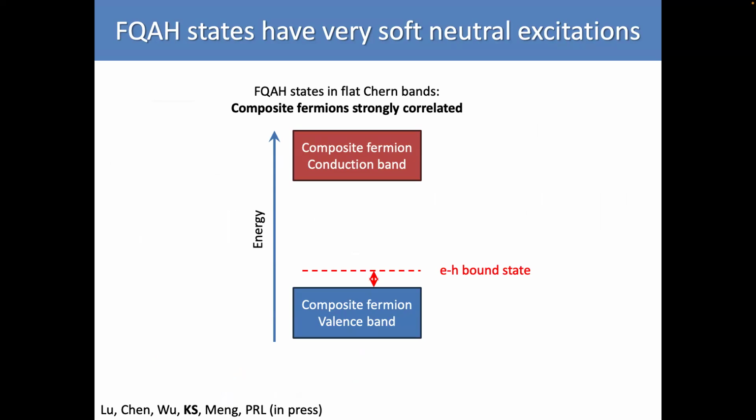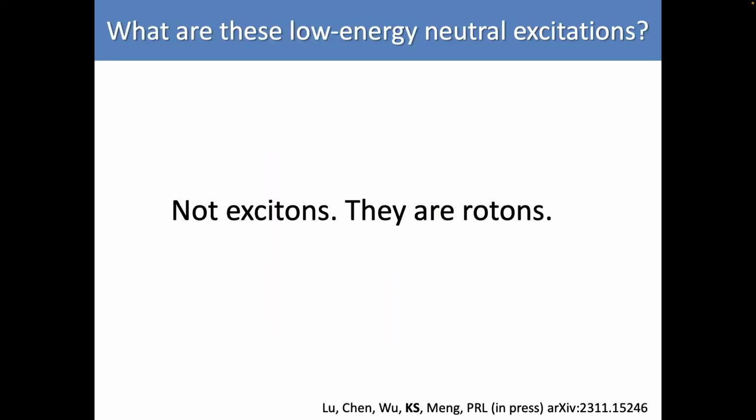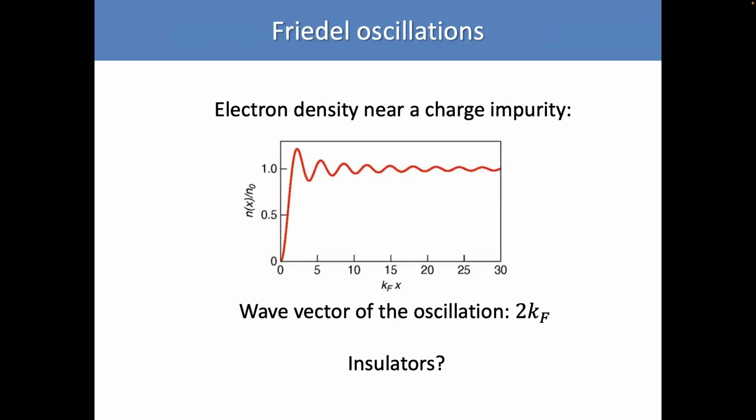But what are these charge neutral excitations? This charge neutral excitation is actually not an exciton. It's actually what people call the magnetic roton. So to understand what a magnetic roton is, let's look at Friedel oscillation first. Let's first look at the metal.